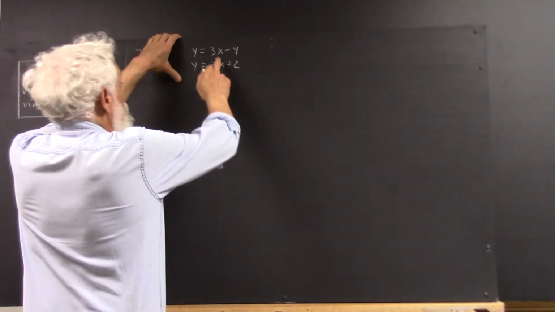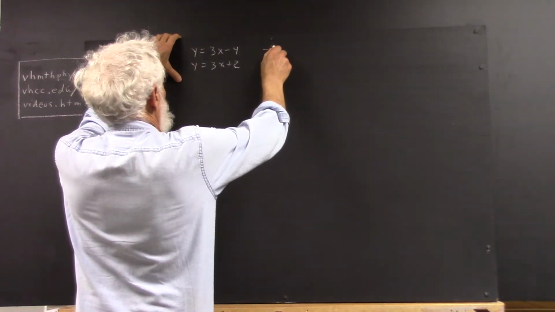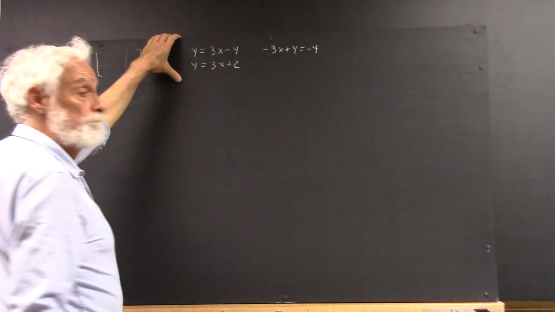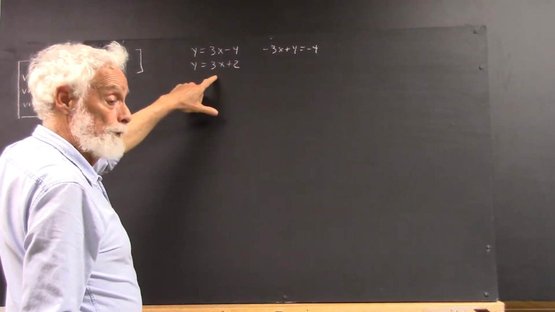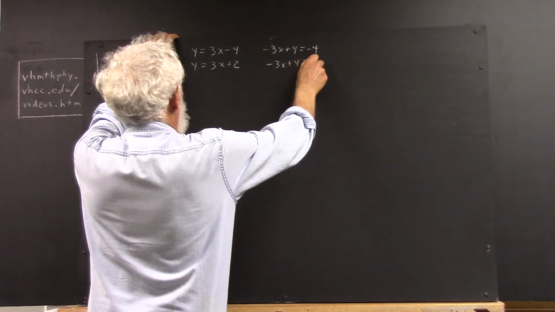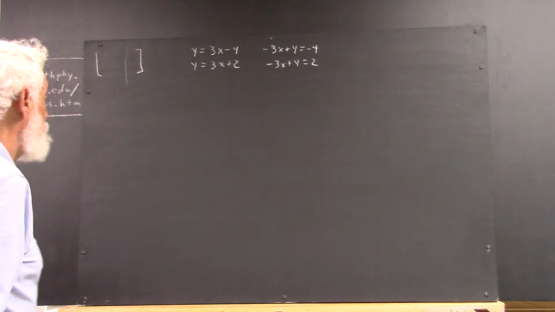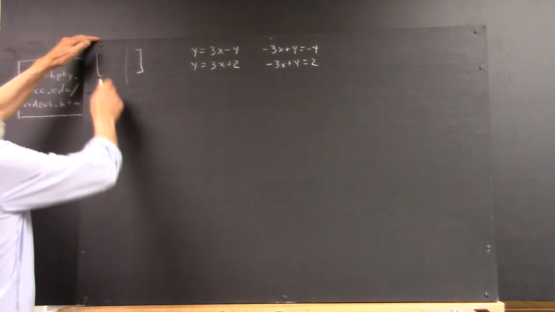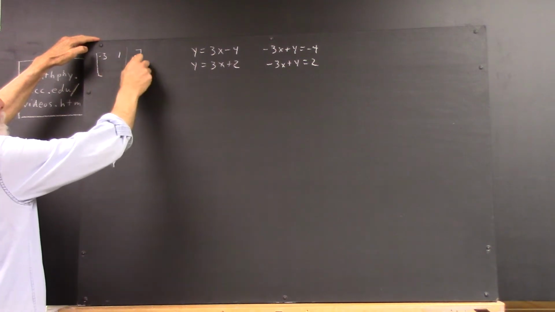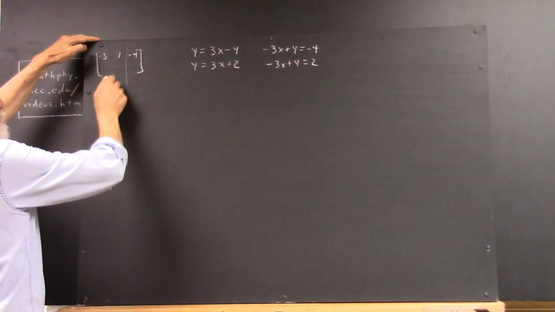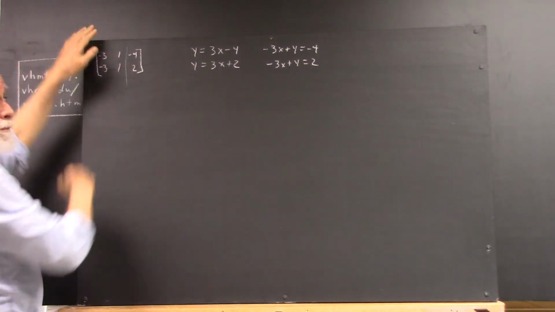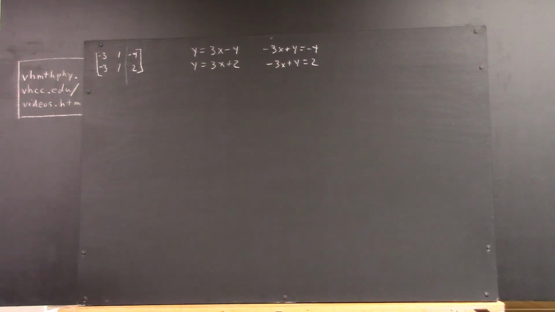So we subtract 3 from both sides here. We get negative 3x plus y equals negative 4. Okay. And we subtract 3x from this one, we get negative 3x plus y equals 2. So that we can write our system now in shorthand notation with an augmented matrix. That's what we call this thing. And we get this and this. Okay.